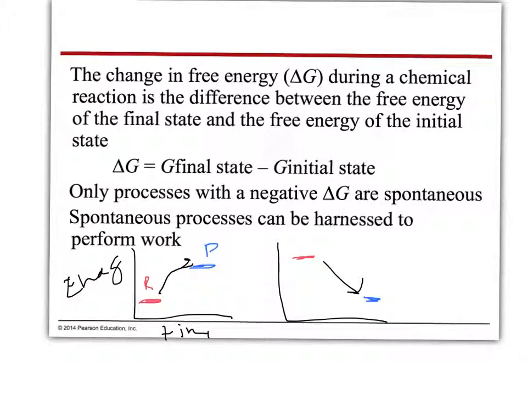In the reaction on the right, the reactants have a free energy at one energy level. Then when you put them together, it's going to be reduced to a negative free energy, and that is a spontaneous process. Energy is given off.